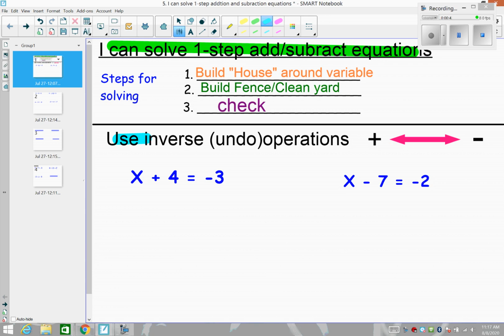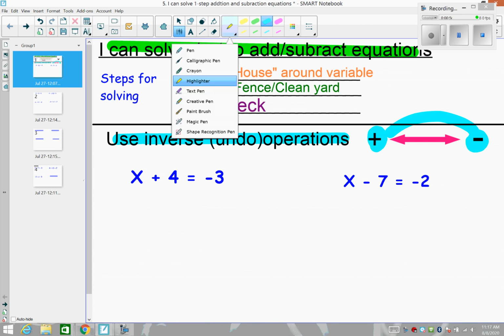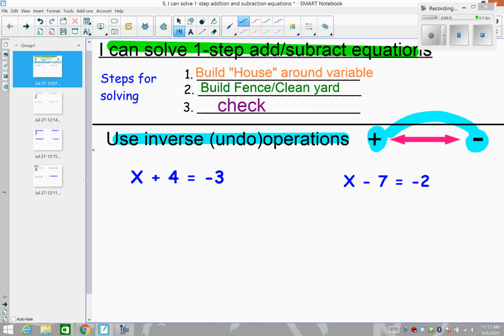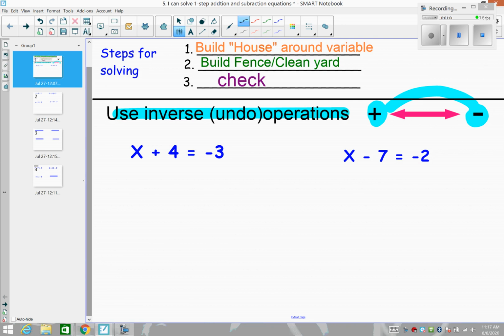So we have to think about inverse or undo operations, knowing that when we add and we subtract, we undo an operation because add and subtract are opposites. So to solve, we will have to do opposites in our process. Okay, so here's our plan for today. Our job is to find the value of x. And I would like you to follow this procedure in doing so.